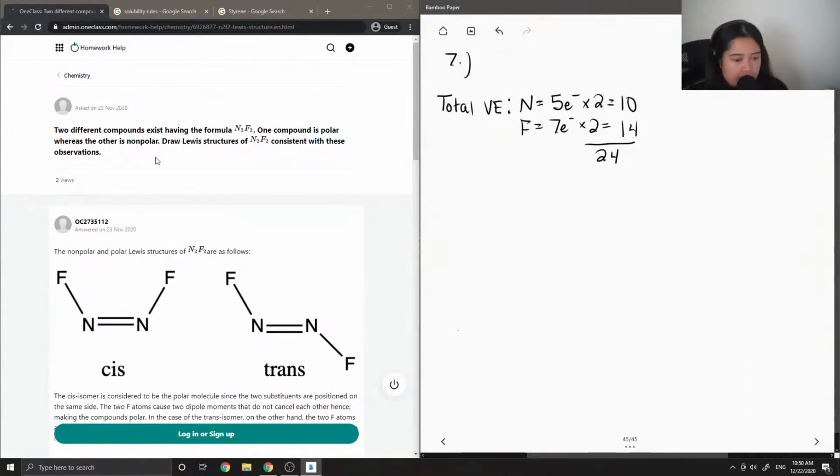So first, let's just write the 2 nitrogens. And I'll also show the fluorines on both sides, like on the same side. And now I'm just going to draw out all of my lone pairs on these terminal atoms.